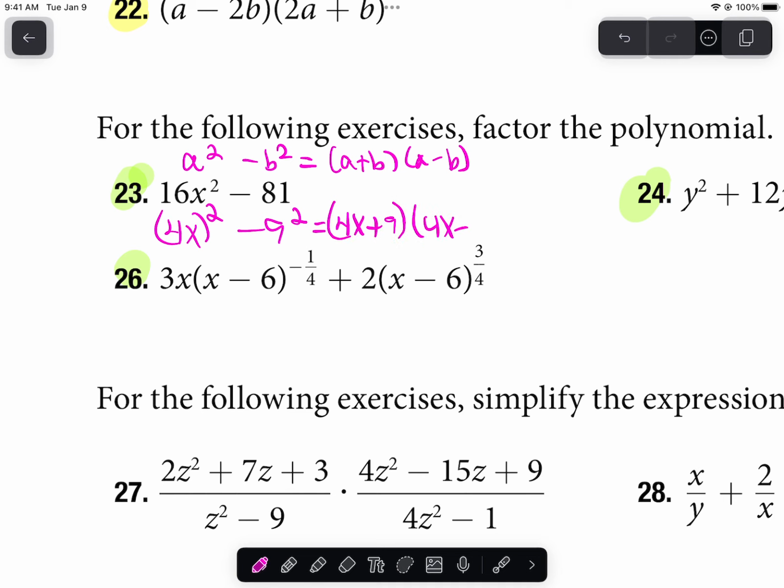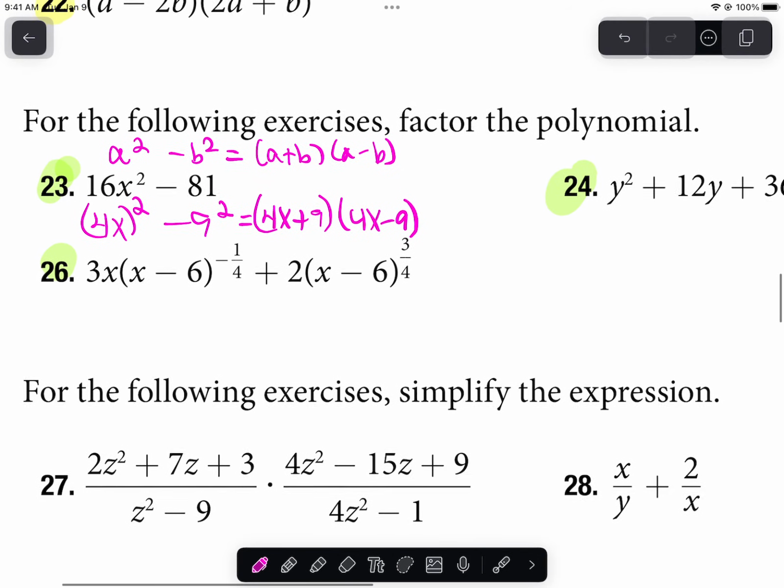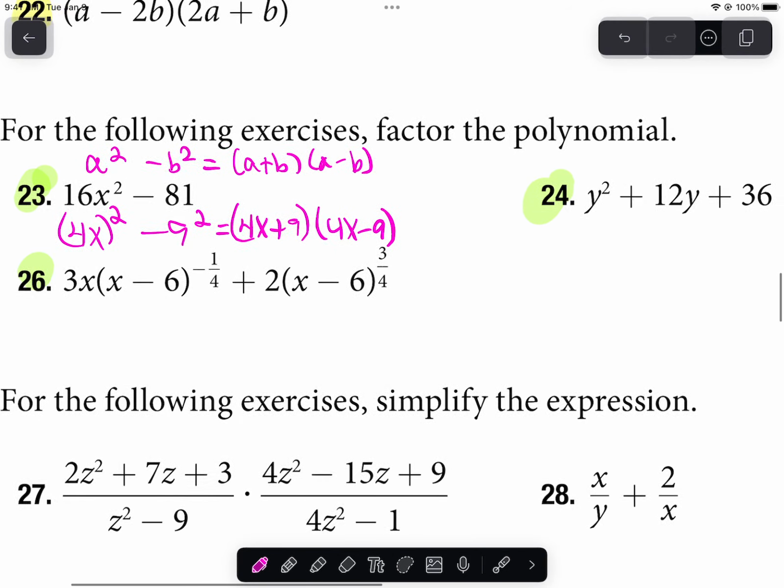And 4x minus 9. It's not a bad idea to get in the habit of checking if the parentheses can factor any further. There's no reason to here, there's nothing in common, there's nothing you can do. That is your final answer. Now, I'll give you the answer to 24, but since it's so much like the ones we did yesterday, let's jump for now to 25, because it uses the formula a cubed minus b cubed.